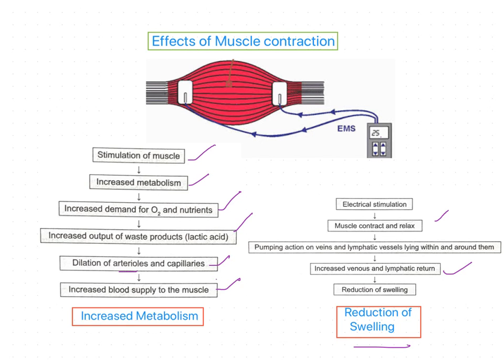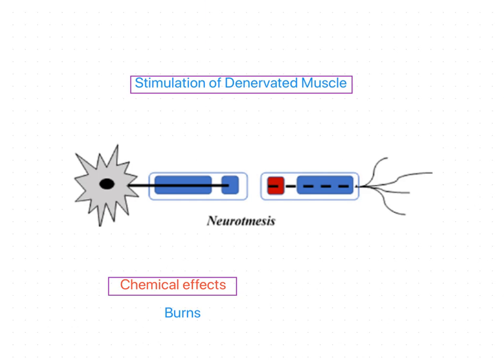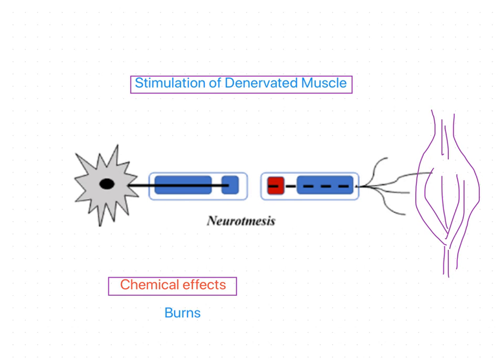So what happens if you stimulate a denervated muscle? Here, this is a muscle which is supplied by a denervated nerve. Here there is a complete cut of the nerve, which is called neurotmesis. If such a nerve is supplying this muscle, that is called denervated. So here we can't get any nerve impulse from the neuron to the muscle.